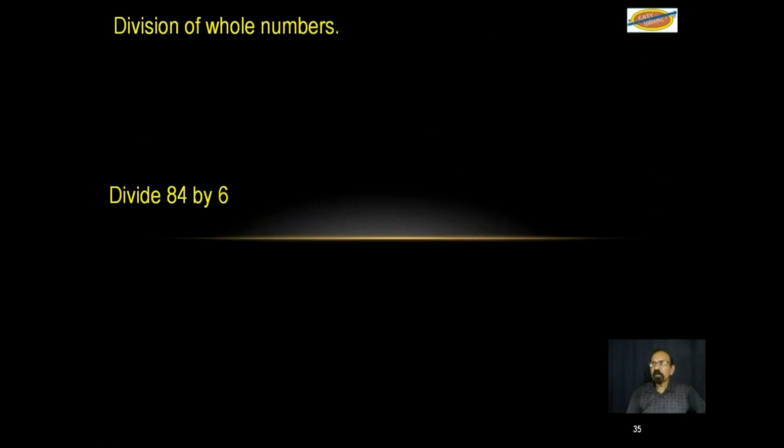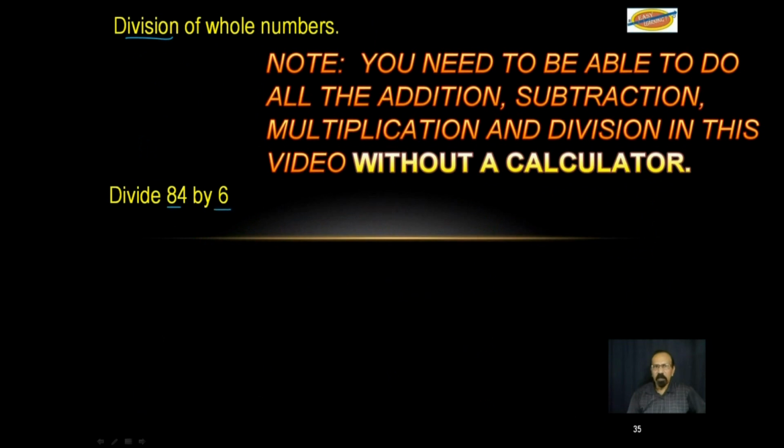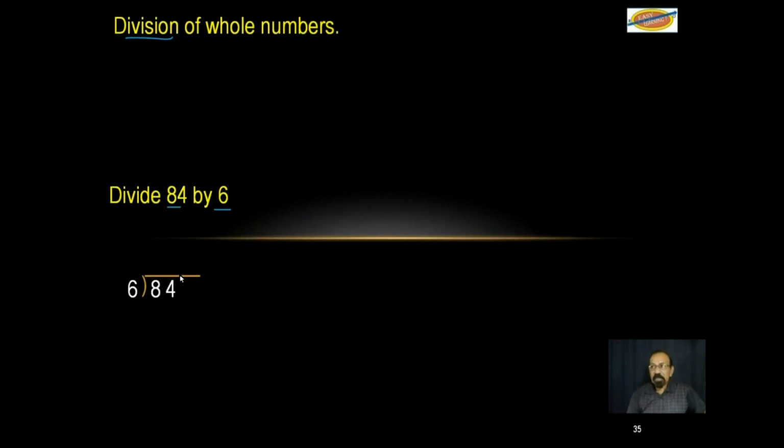And finally, let's look at division of whole numbers. 84 divided by 6. So you would write it down like this, for the 84 here and the 6 here. You would say 6 into 8. You would say 6 ones, 6. You write that 6 down there, and you put a 2 down here. Now that is what you would do.